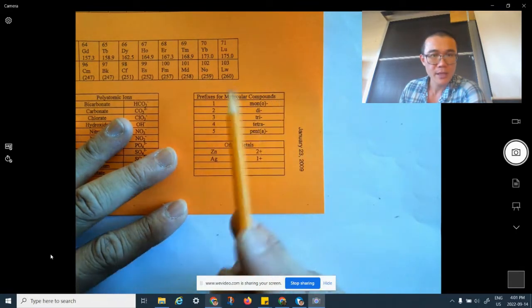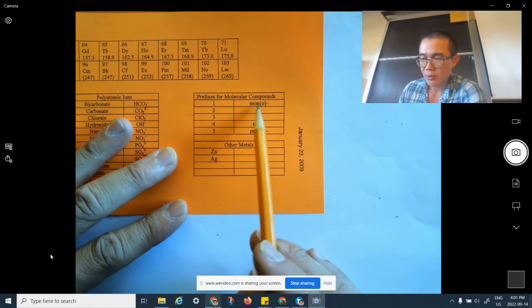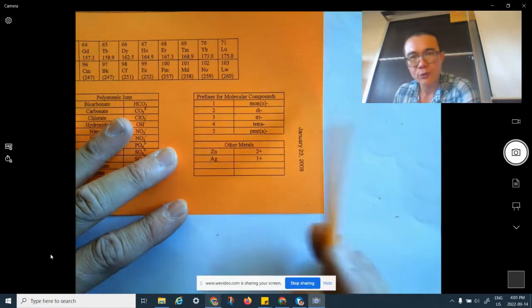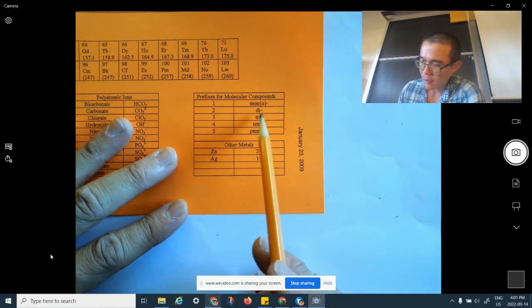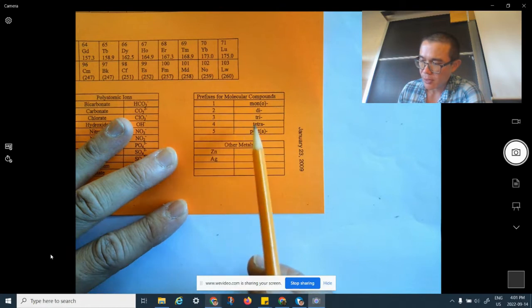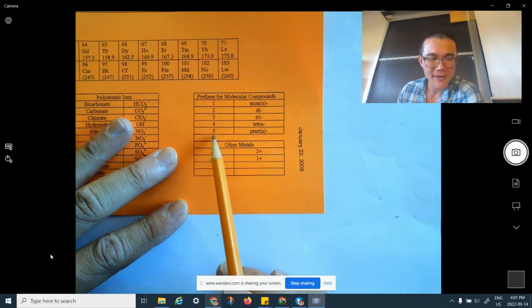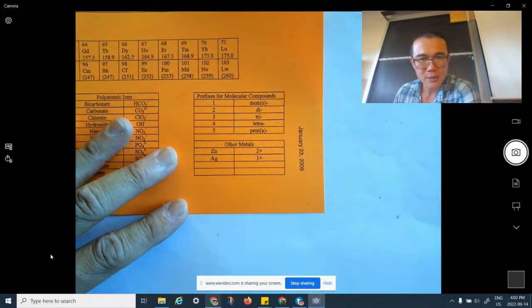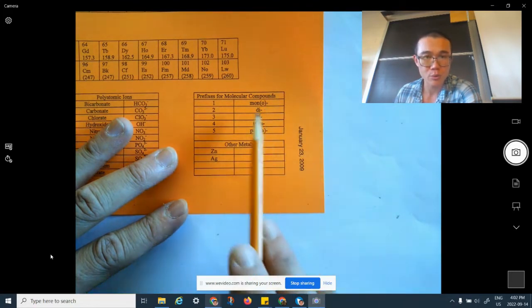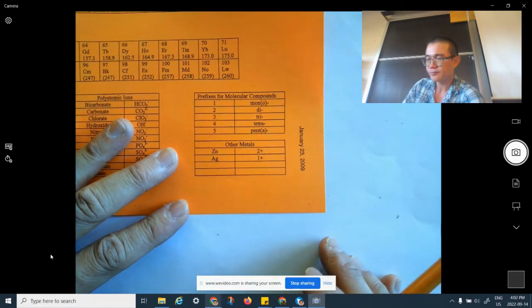Prefixes are little words that go before the main words. So mono is one, di is two, tri is three, tetra is four, pent or penta is five. Now this is in brackets because in some situations you would actually write down the O there, but in some situations you won't. I'll give you some examples later on.